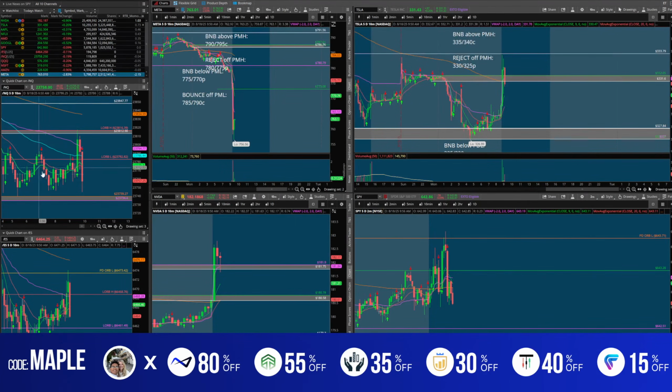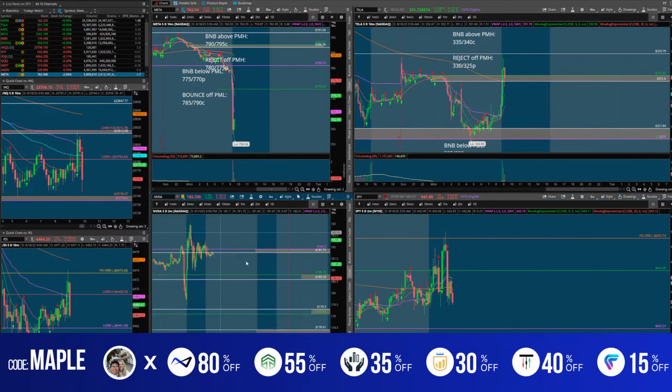3 minutes until the candle closes. Ideally, I get a 3-minute EMA cross and retest. Nvidia though, I know the market's moving down, but Nvidia, that's a 2-minute EMA pullback.